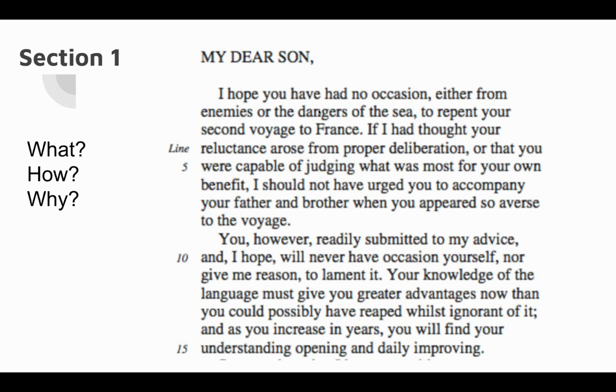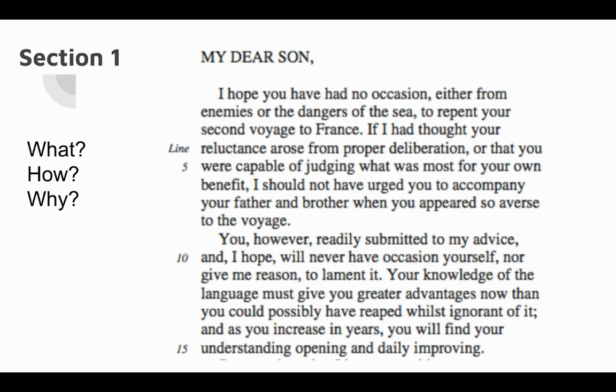Yes, she expresses she might be worried that there were some dangers on the sea, but she's not really concerned about that. She goes to this sentence right here, and she says, if I had thought your reluctance arose from proper deliberation or that you were capable of judging what was most for your own benefit, I should not have urged you to accompany your father and brother when you appeared so averse to the voyage. She's not saying in that sentence, man, I wish I hadn't sent you. No. What she's saying is, if I had thought that you were smart enough to choose for yourself and capable enough to make the right decision, then I wouldn't have urged you to go to France with your father.